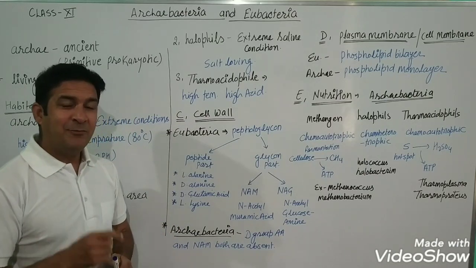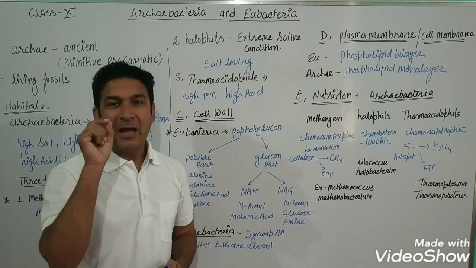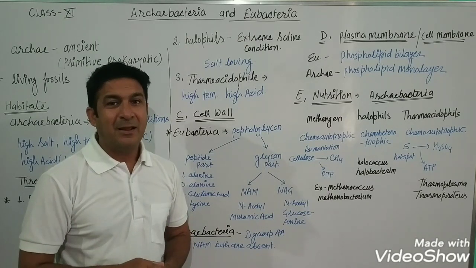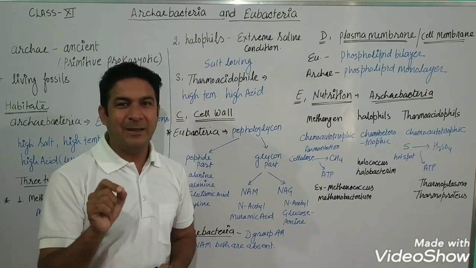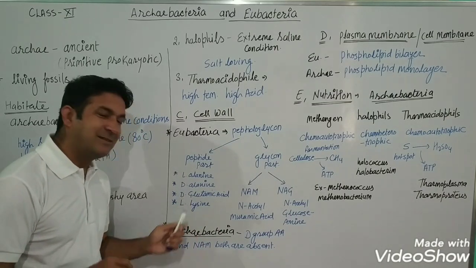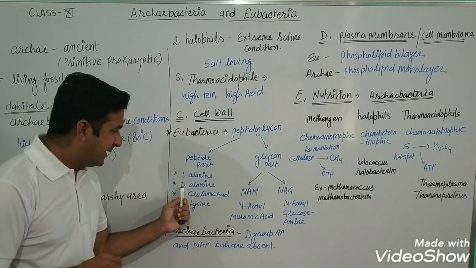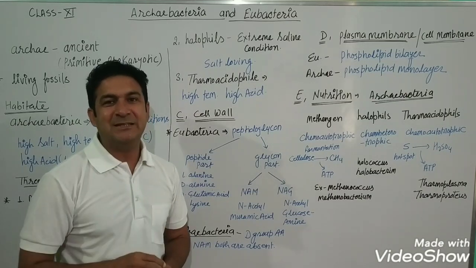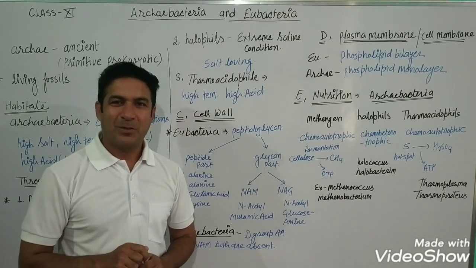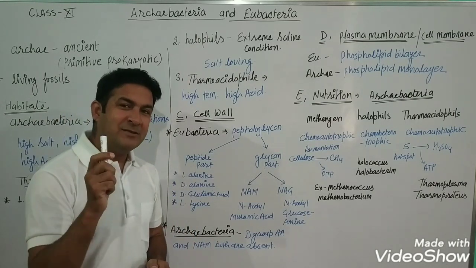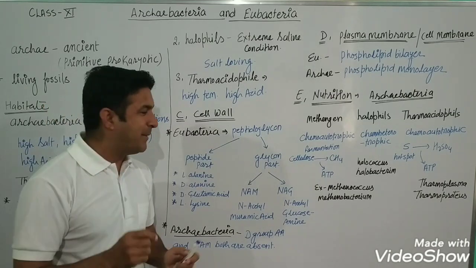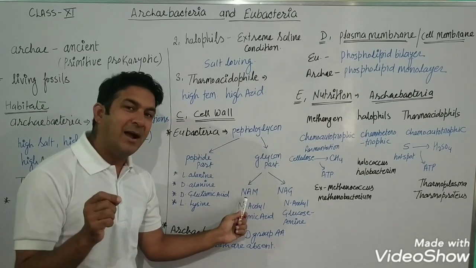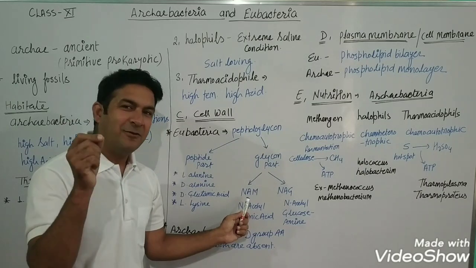On the other hand, if you see the cell wall composition of Archaebacteria, in Archaebacteria the cell wall is also made up of peptidoglycan, but in the peptide part of Archaebacteria, the D amino acids are absent. Both D-alanine and D-glutamic acid are absent in the peptide part. And in the glycan part of Archaebacteria, the NAM part is absent.